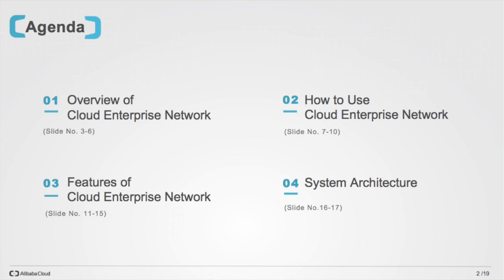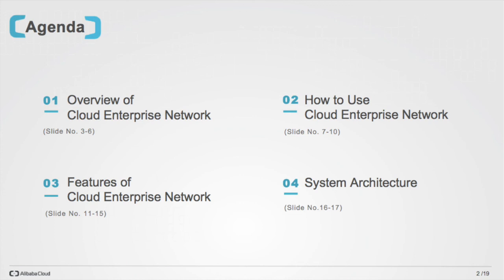Okay, so let's take a review of today's presentation. Today's presentation is classified into two parts. The first part is an introduction of the 4 topics in the slides. The first one is an overview of what the Cloud Enterprise Network is, and the second part is an introduction of common uses of the CEN. And then the third part is an illustration of the features of CEN and the comparison between CEN and Express Connect. And the last part is a brief overview of the CEN's system architecture.